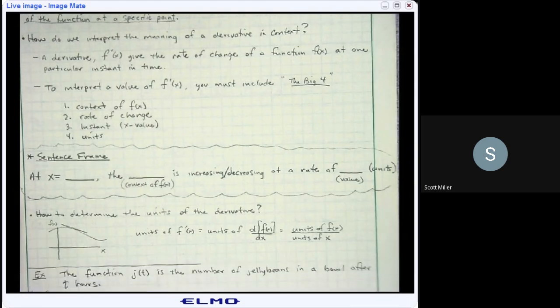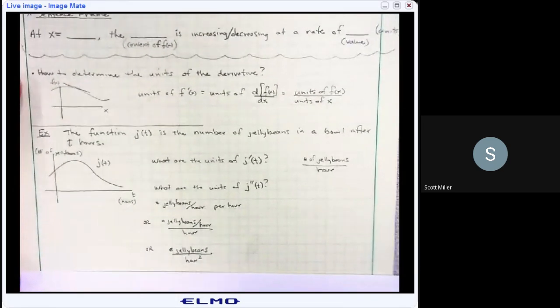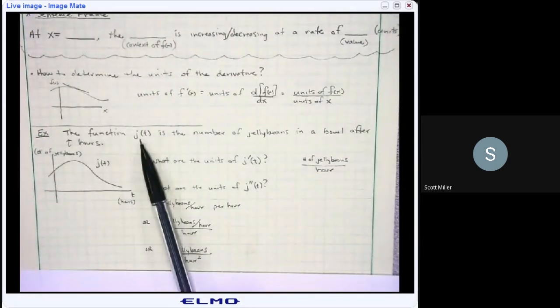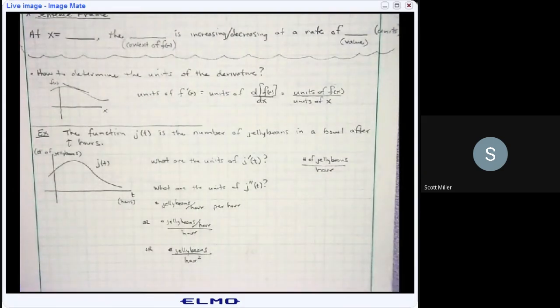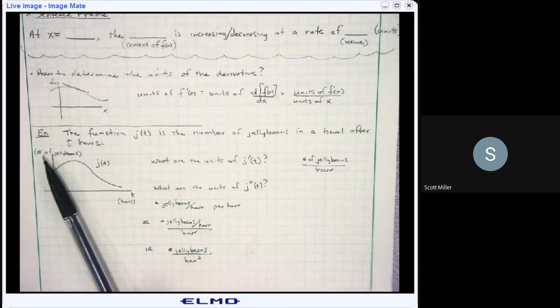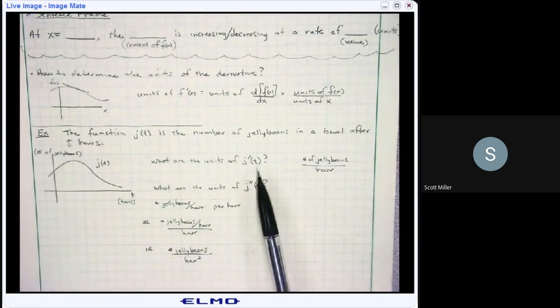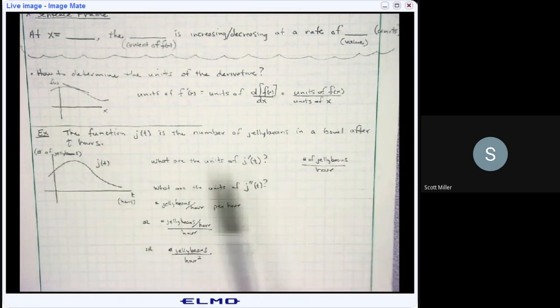So here's an example I'll lay out for you. Let me scroll down here so you can see it. The function j of t is the number of jelly beans in a bowl after t hours. Okay? The number of jelly beans, the number of hours is t. This is a graph of j of t. So what are the units of j prime of t? Well, j of t is the number of jelly beans, and the units of t is hours.